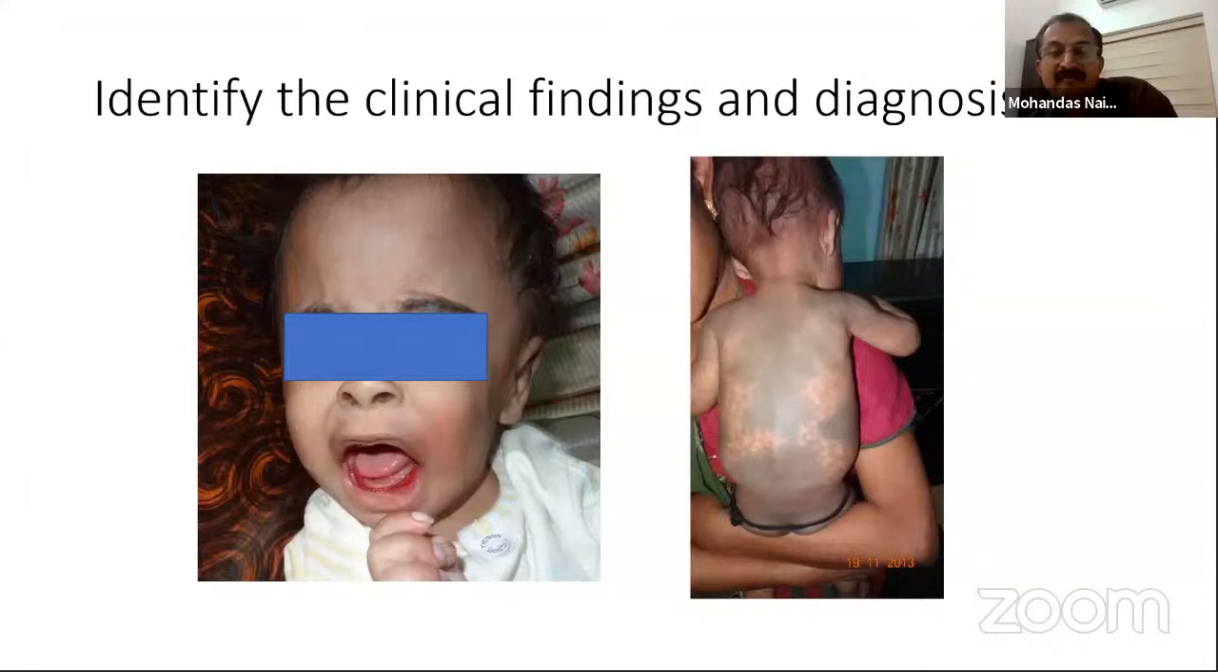So identify the clinical finding and diagnosis here. You can go through the pictures. I will show a few more pictures.